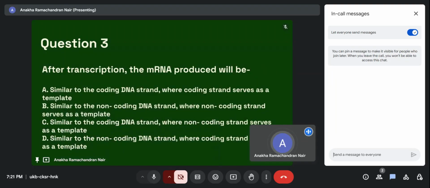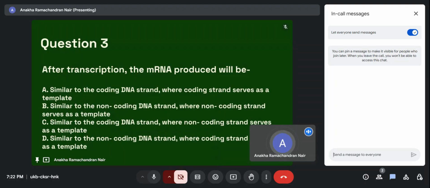The question is, after transcription, the mRNA produced will be. There are four options given to you. Option A is similar to the coding DNA strand, where coding strand serves as a template. Option B is similar to the non-coding DNA strand, where non-coding strand serves as a template. Option C is similar to the coding DNA strand, where non-coding DNA strand serves as a template. And option D is similar to the non-coding DNA strand, where coding strand serves as a template.